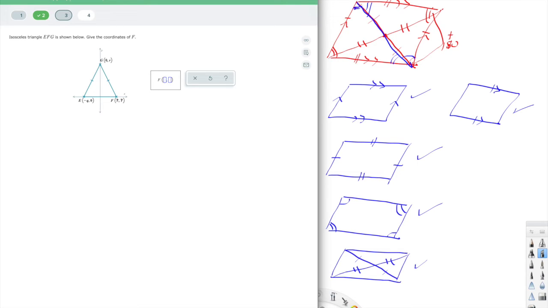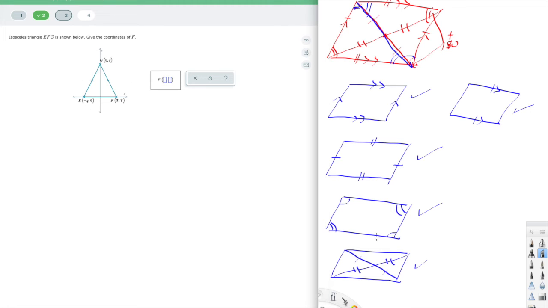So we're going to do isosceles triangle. EFG is shown. Give the coordinates of F. And so with this one, I know on the notes diagram, when I did this in class, it was actually more diamond looking. So, you know, just adding another triangle down here. But as long as we're kind of thinking through, they do give us some pieces here.